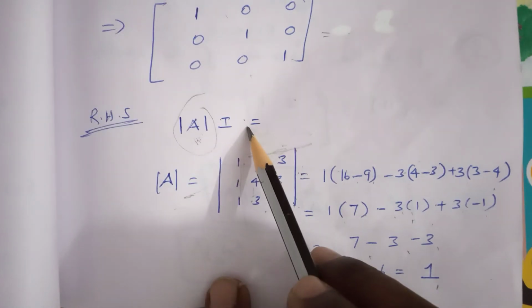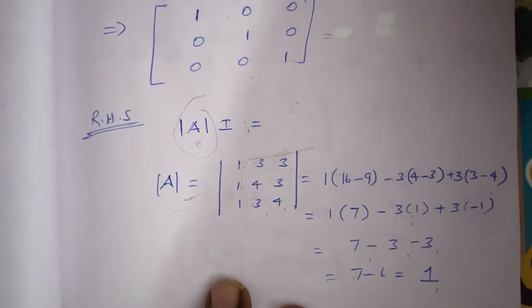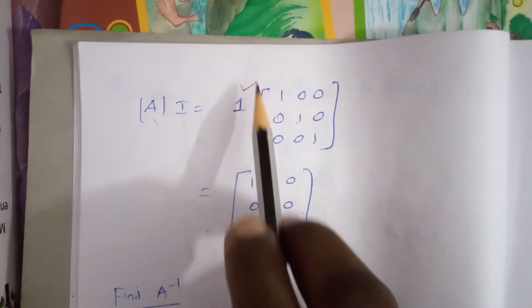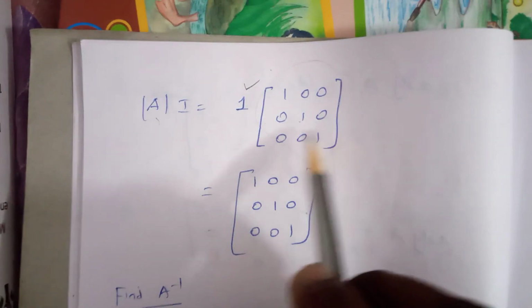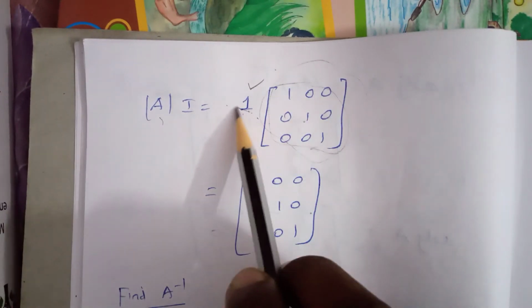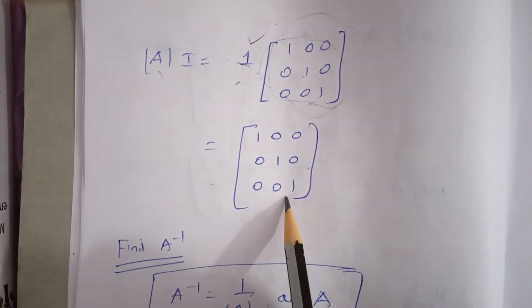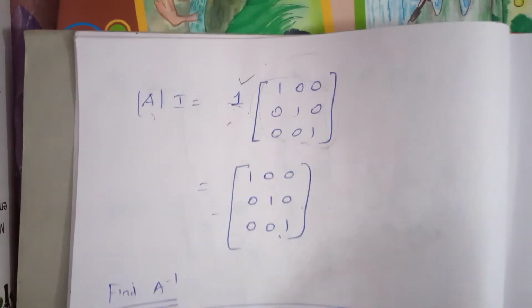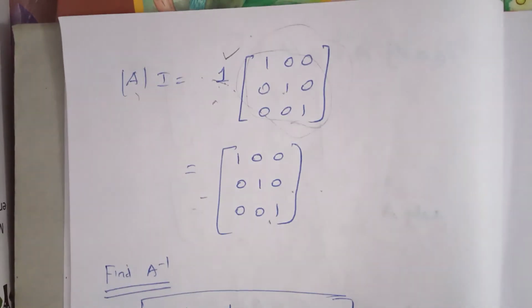This is multiplied by I. I is a unit matrix of order 3. The determinant of A is 1, and the unit matrix is 1 0 0, 0 1 0, 0 0 1. This matrix multiplied by 1 means the same value. So the left hand side is equal to the right hand side. So this result is proved.